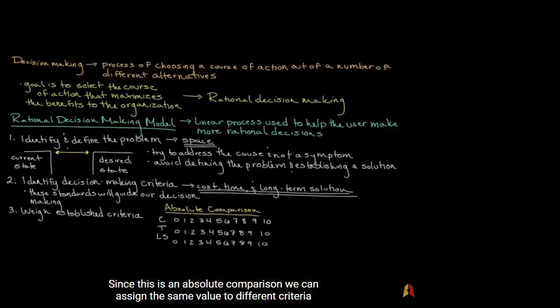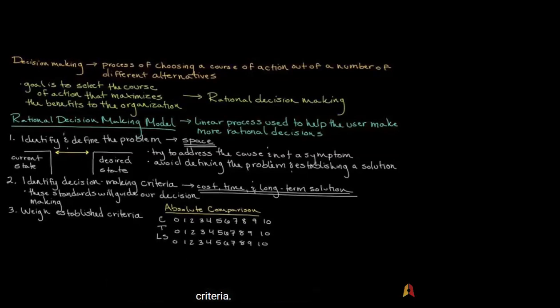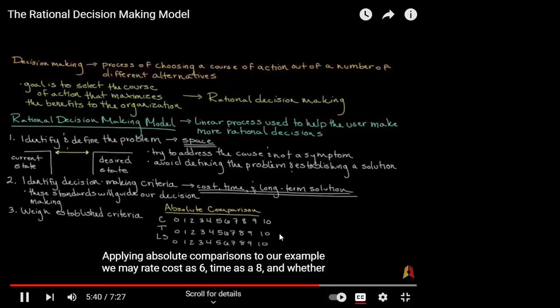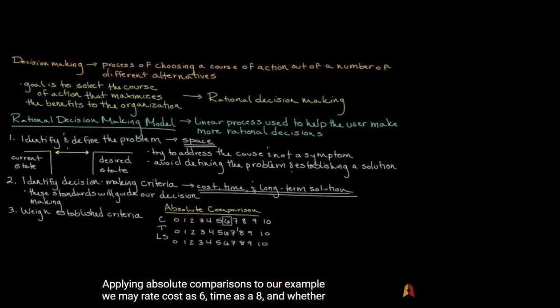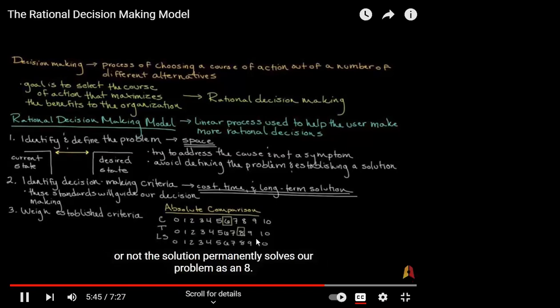Since this is an absolute comparison, we can assign the same value to different criteria as well, since we're evaluating them on their own merits and not in relation to another criteria. Applying absolute comparisons to our example, we may rate cost as a 6, time as an 8, and whether or not the solution permanently solves our problem as an 8.